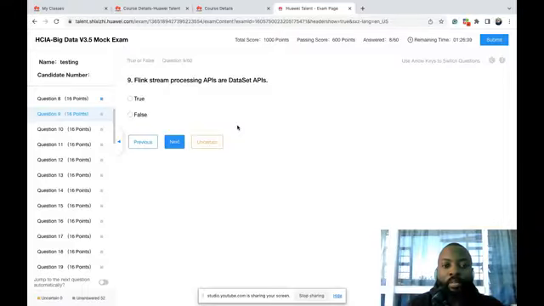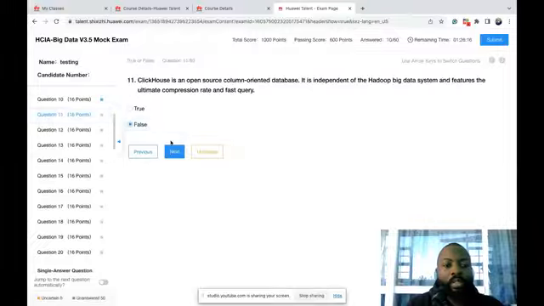Flink stream processing APIs are DataSet APIs. No, that is false. Flume is a stream computing framework. No, Flume is not a framework. Okay, let's see. ClickHouse is an open source column-oriented database. Yes, that is right. ClickHouse, that is true.